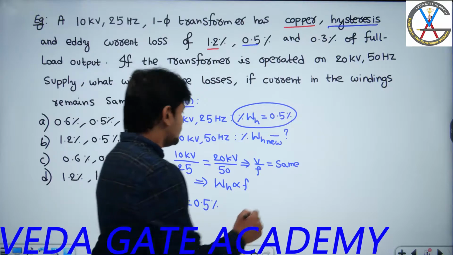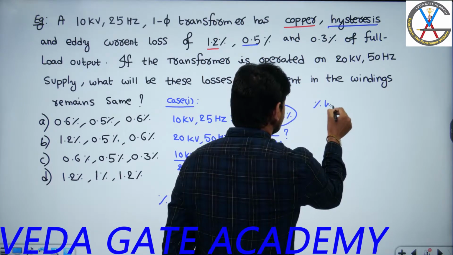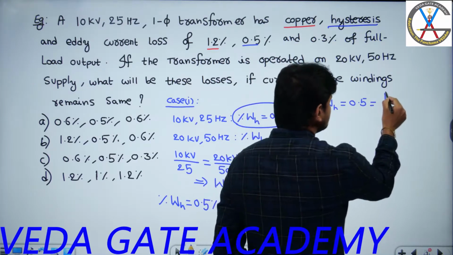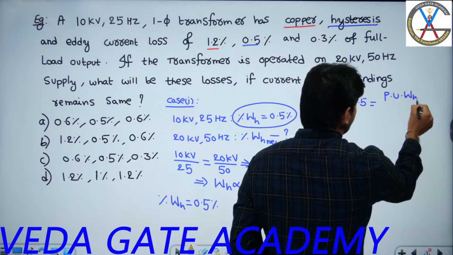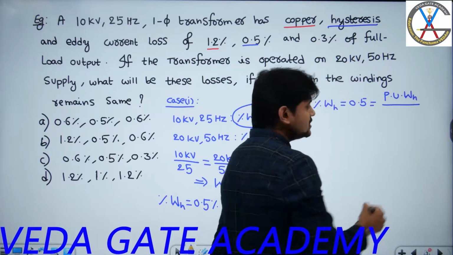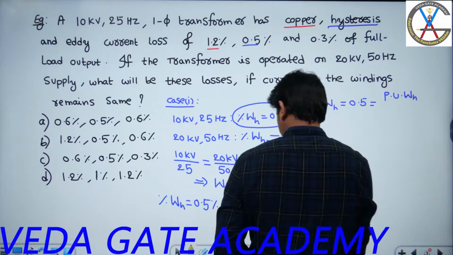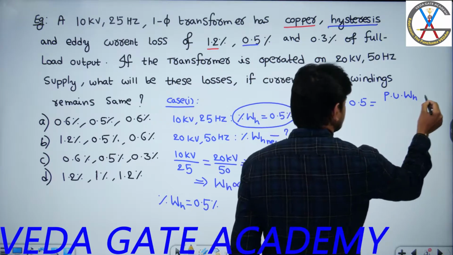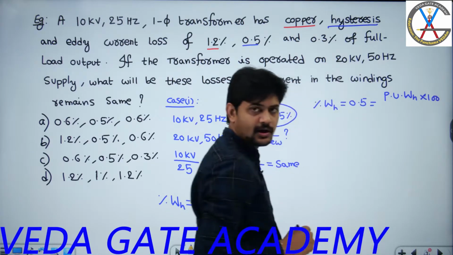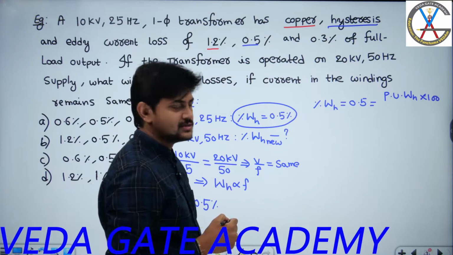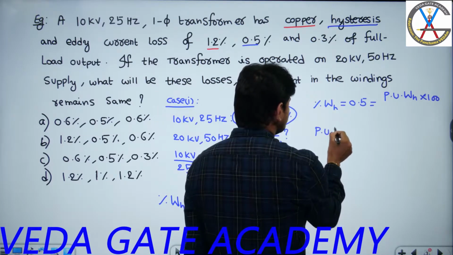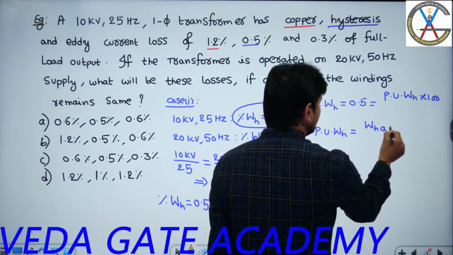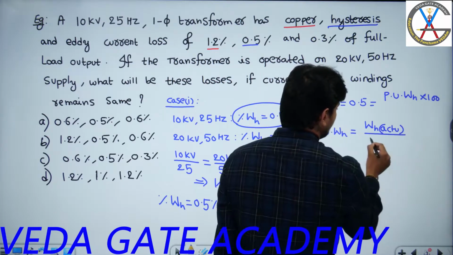So we know that the percentage hysteresis losses is equal to 0.5, and I can write the formula as per unit hysteresis losses into 100, which gives you the percentage value. And what is the formula for per unit hysteresis losses? The per unit hysteresis losses is equal to actual hysteresis losses divided by base power.